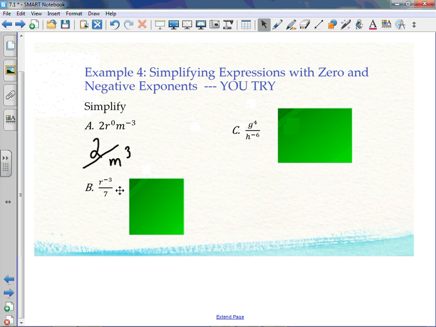B, that -3 is going to bring R to the denominator. When there's nothing left in the numerator, we put a 1. So the answer is 1 over 7r to the third.